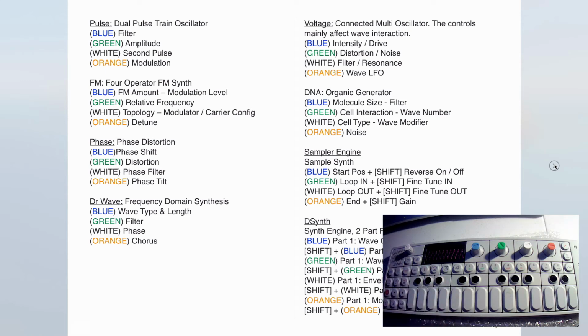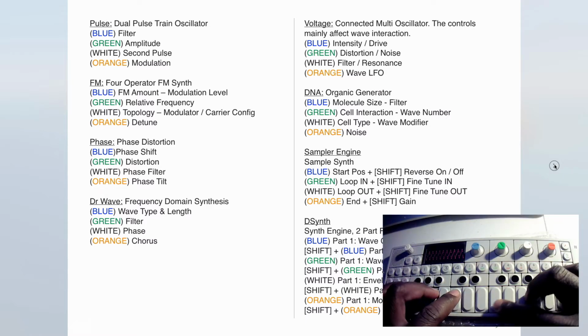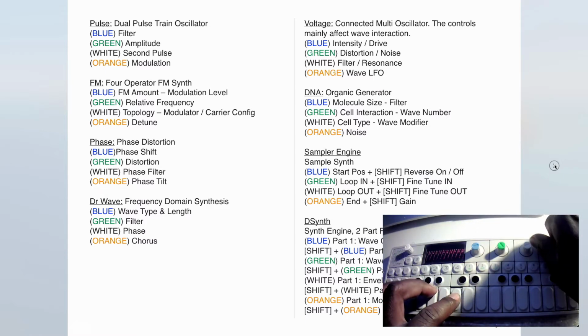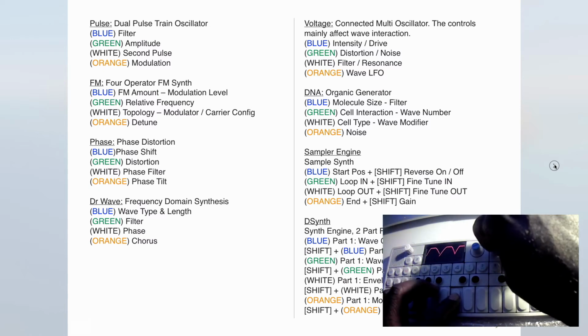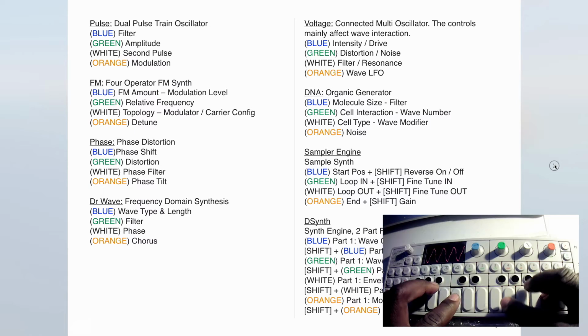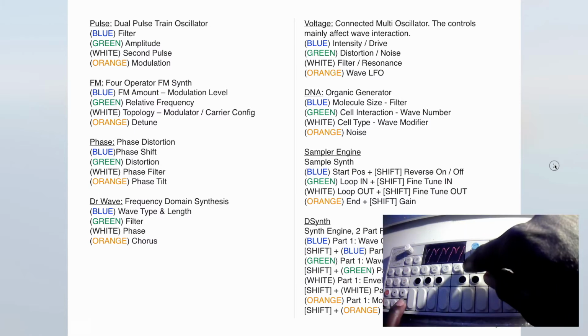And then the last controller controls chorus. Very expressive synthesizer. This would be great for lead sounds, or if you want to simulate a Mini Moog or something. Very analog sounding. The next engine we're going to look at is Voltage.